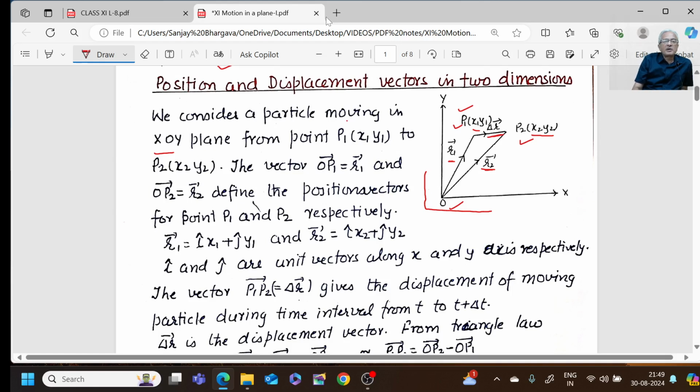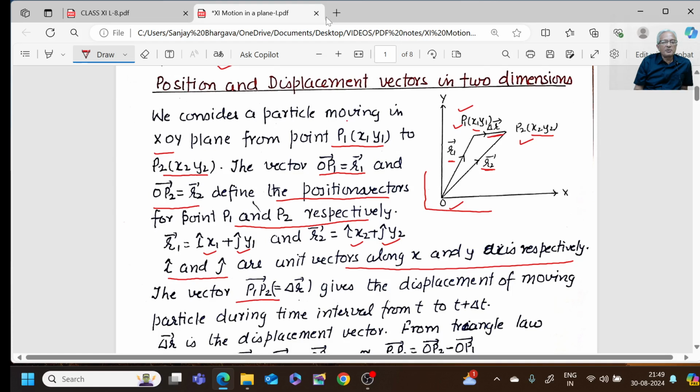So let us consider a particle moving in the XOY plane from the point P1, that is x1, y1, to the point P2 with coordinates x2 and y2. The vector OP1 is equal to R1 and the vector OP2 is equal to R2. They define the position vectors for the points P1 and P2 respectively. R1 vector can be written as i x1 plus j y1. Similarly, R2 can be written as i x2 plus j y2. Here i cap and j cap are unit vectors along the x and y directions respectively.